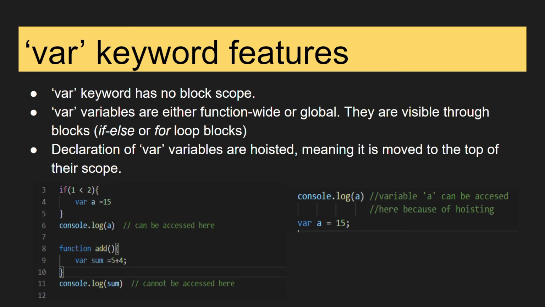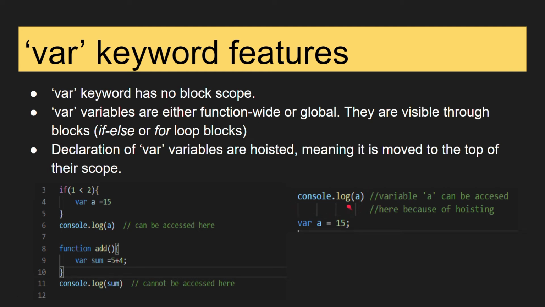The third point is the most important point. Declarations of var variables are hoisted, meaning they are moved to the top of their scope. Whenever we declare any variable with the keyword var, the declaration part is moved to the top of the scope. If it is declared inside a function, then the declaration will be moved to the top of the function scope, and if it is declared globally, then the declaration will be moved to the top of the global scope.